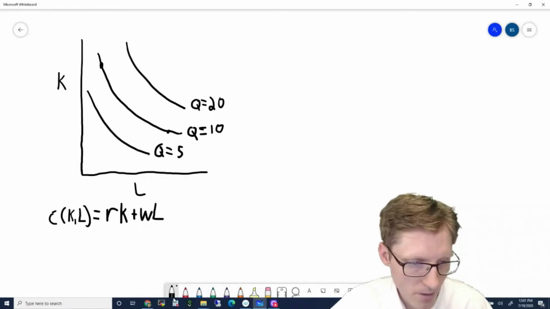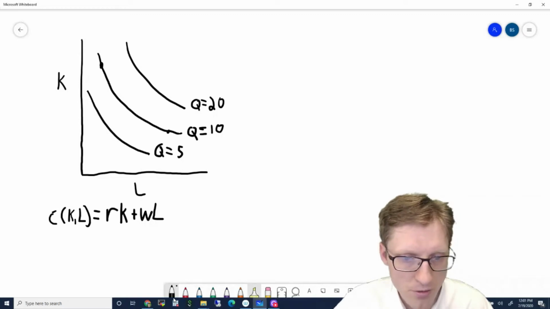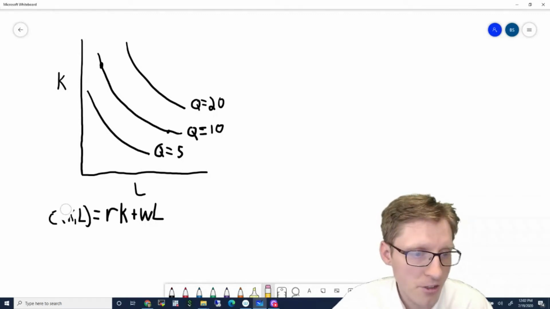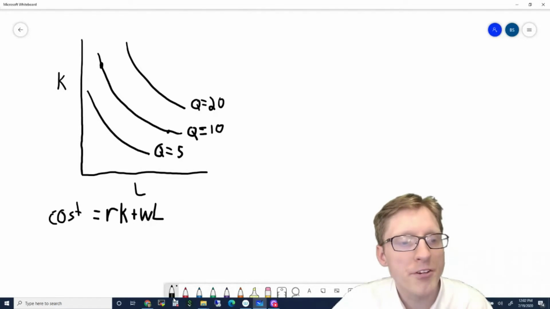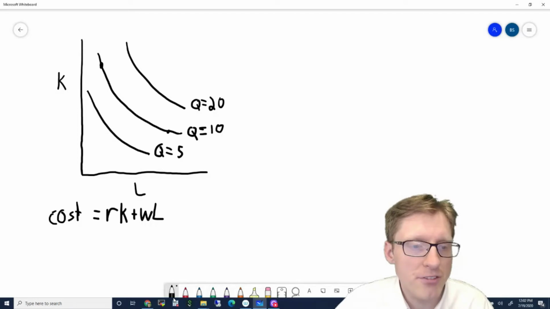I'm actually going to erase this and say, let's suppose that this is some particular cost. It could be like $100 or $50 or something like that. I'm just going to call this the cost. This is just going to be a constant. And what we're going to do to derive the isocost line is rearrange this equation to solve for the amount of capital.